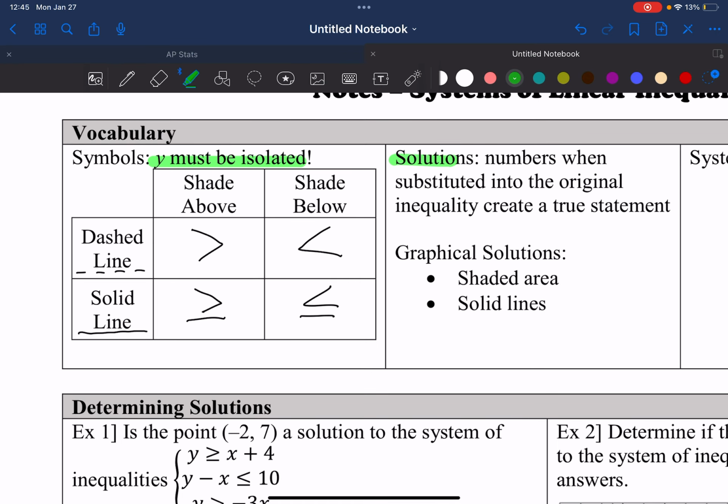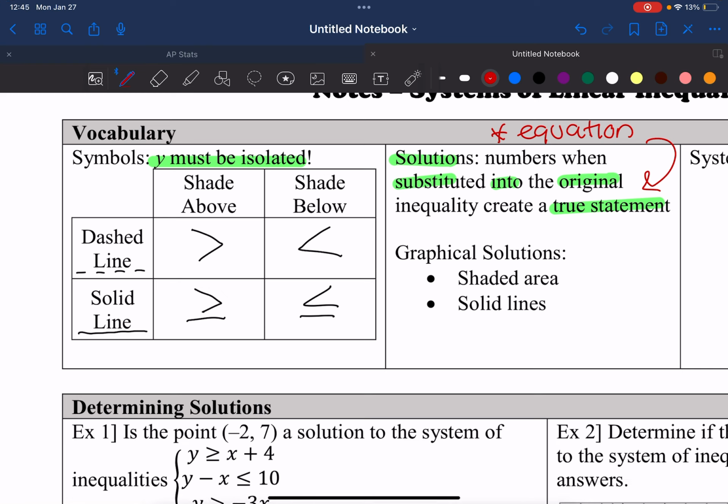When finding solutions, if we're given an inequality and they give us a point and they say, is this a solution? One way to do this would be to substitute it into the original, and if it creates a true statement, then it is a solution. So we would only use this part if it's like an equation. They give you an equation, they say plug it in, okay?